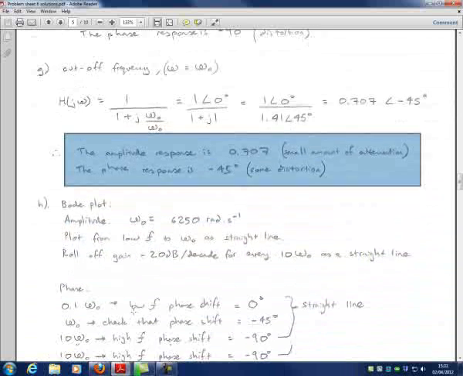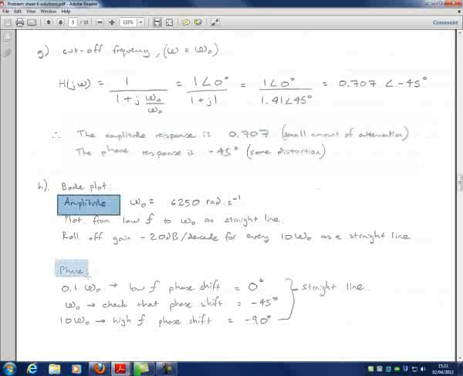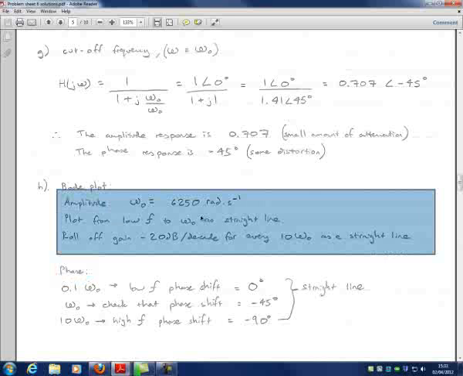So what I've done is, with our Bode plot as ever, we've got two parts. We've got the amplitude and we've got the phase. So let's look at what we need to do for the amplitude. Well, we need to know what the value of omega naught is, and we calculated that in part B. That's 6,250 radians per second.